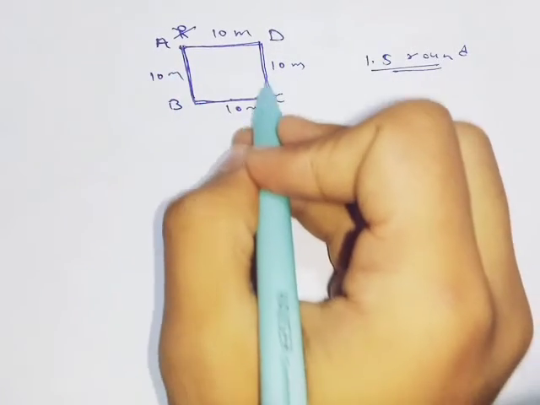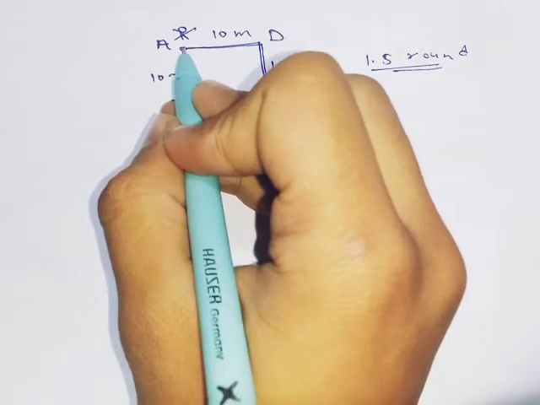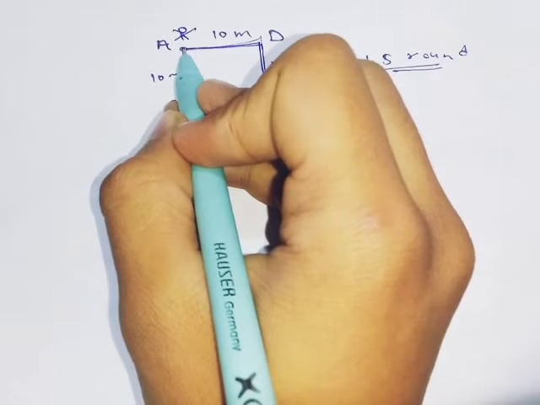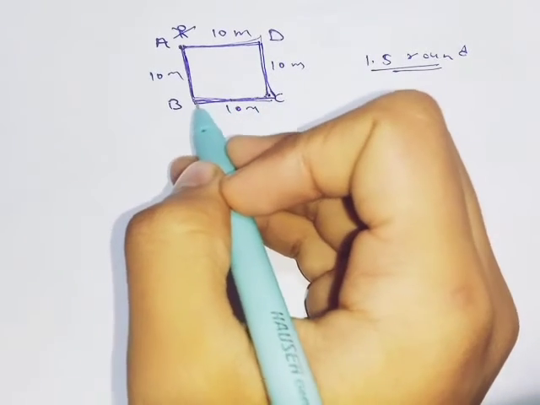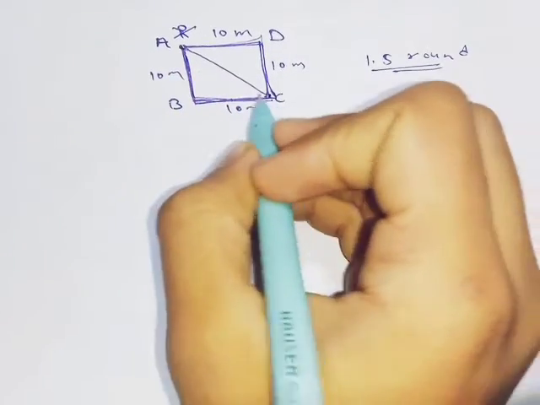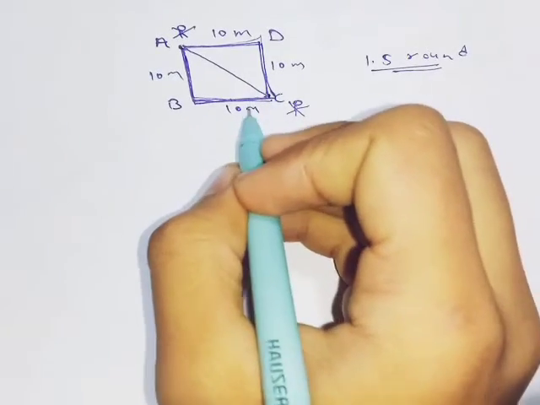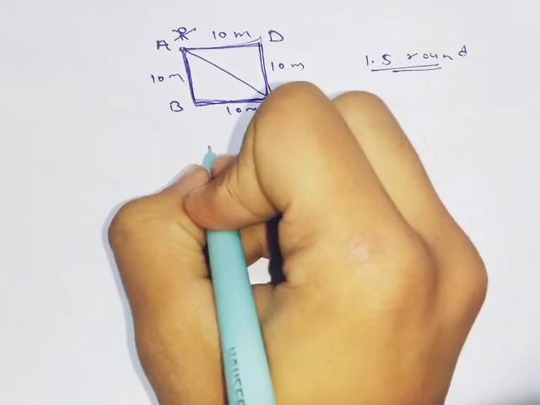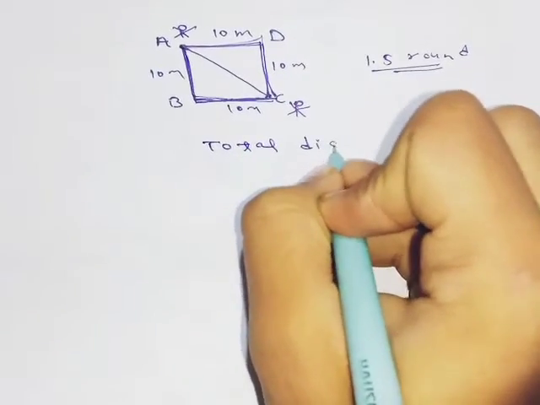So when I cover 1.5 rounds, where will my position be? I am at point A. Here I covered 1 round. I am still at point A. But when I cover the half round, I reach point C. That means after 1.5 rounds, my position will be at point C. So I will be here after 1.5 rounds. Now I have to find the total distance. Let me write here: total distance that I have covered.